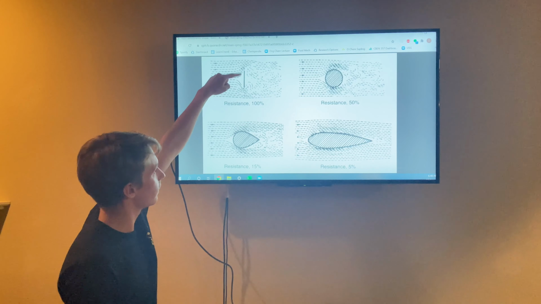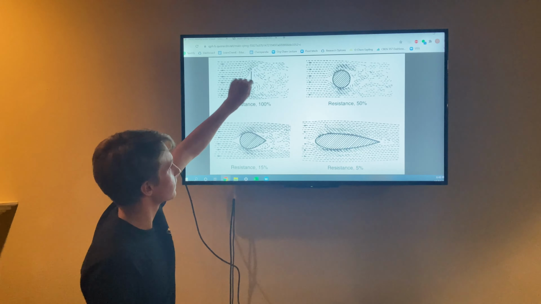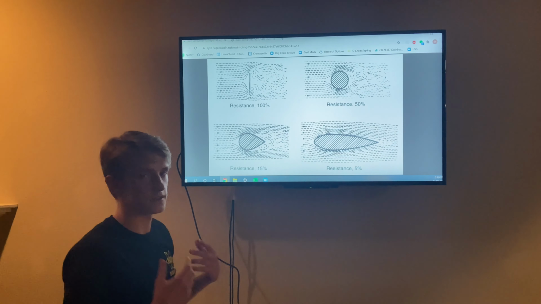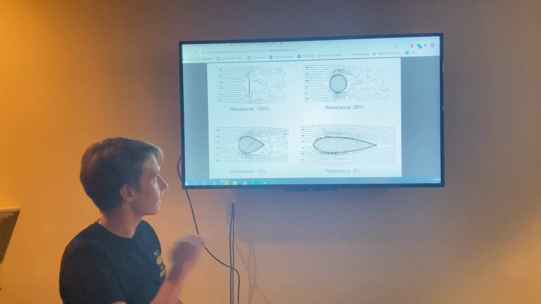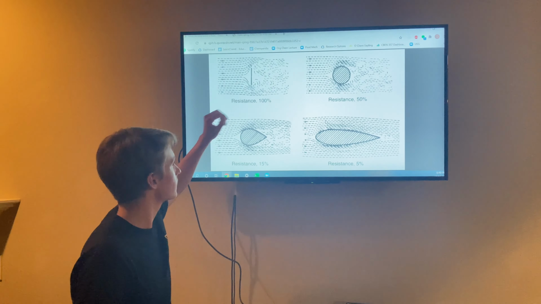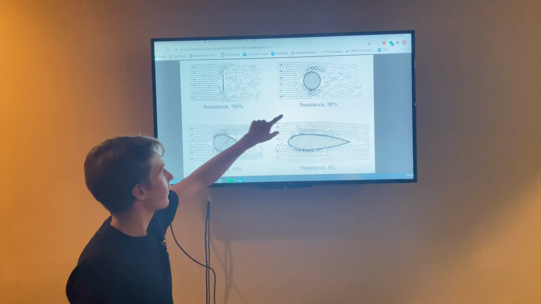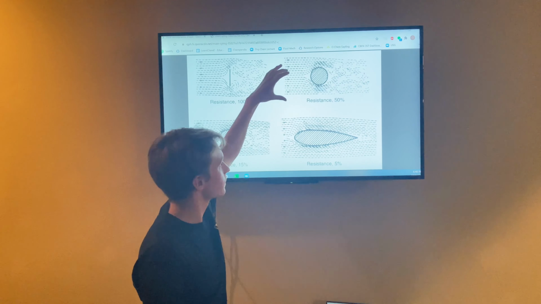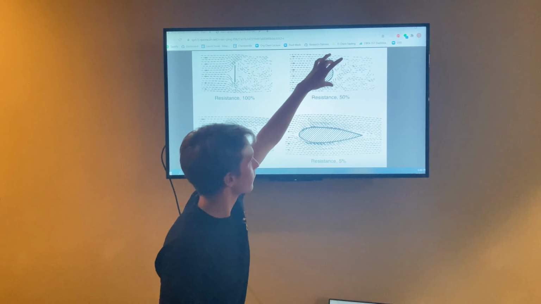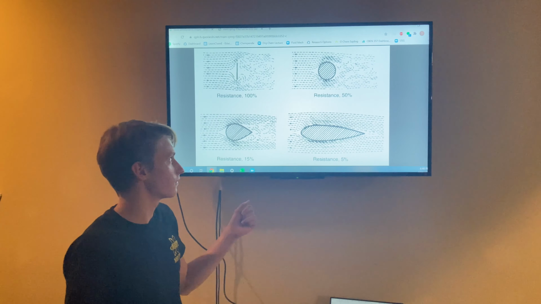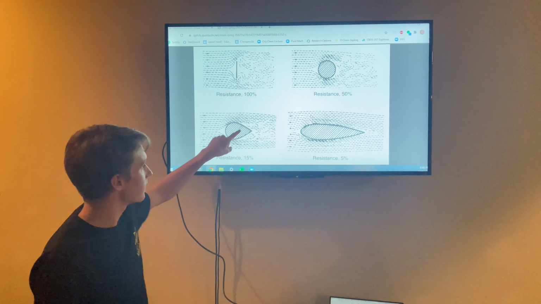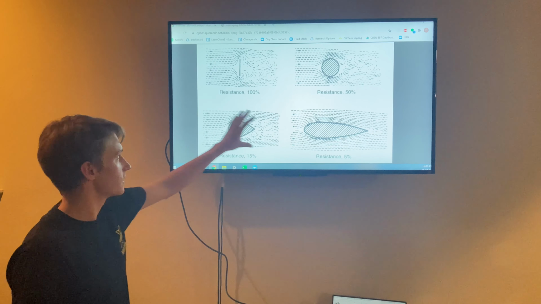So here we have a plate wall. You can obviously see there's a lot of turbulence behind it, which leads to pressure drag. There's also a lot of viscous drag around these areas of turbulence. And then when we move to a sphere, we get about half the resistance because there's a little bit of a contraction there, which reduces the pressure drag. And then when we add this fin to the back, it reduces it even further down to 15.